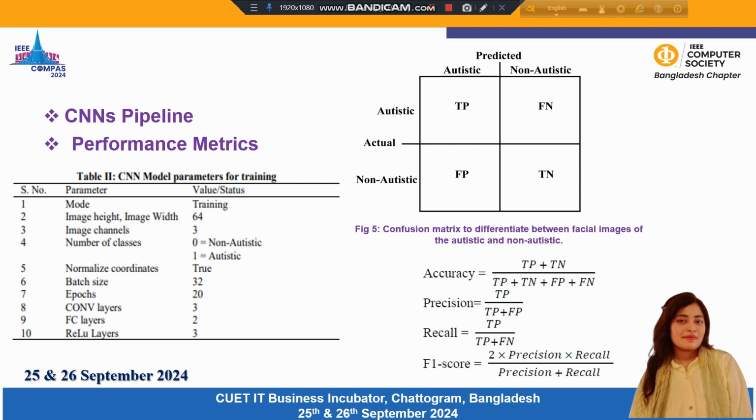For accuracy, we have used the formula TP plus TN divided by TP plus TN plus FP plus FN. For precision, we have used the formula TP divided by TP plus FP. For recall, we have used the formula TP divided by TP plus FN, and for F1 score, we have used the formula 2 times precision times recall divided by precision plus recall.